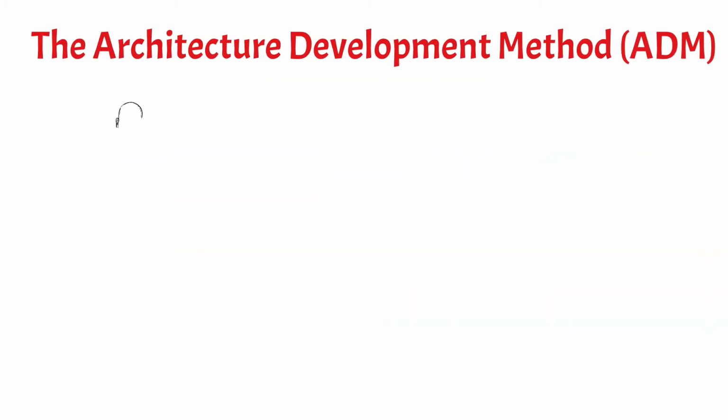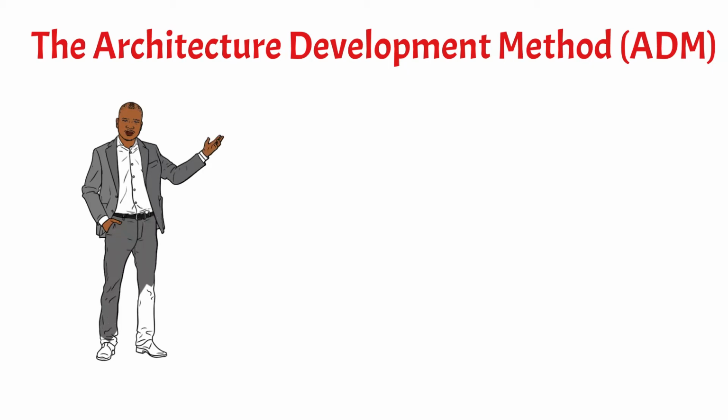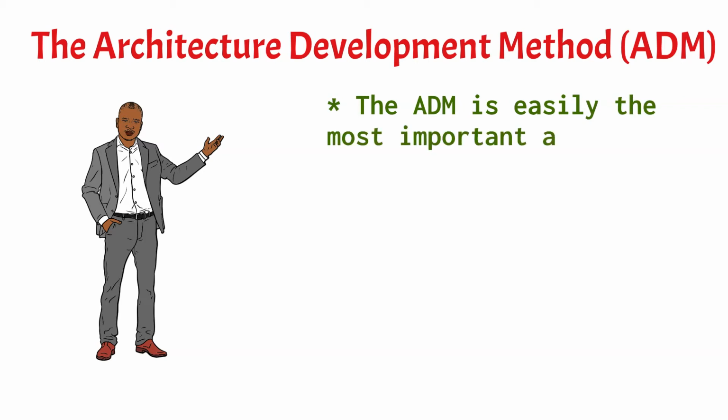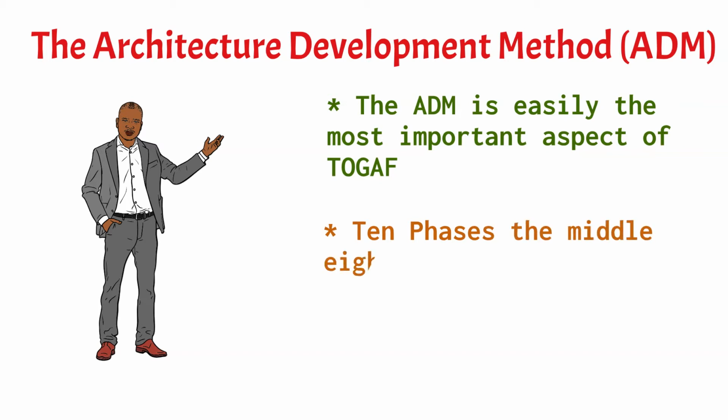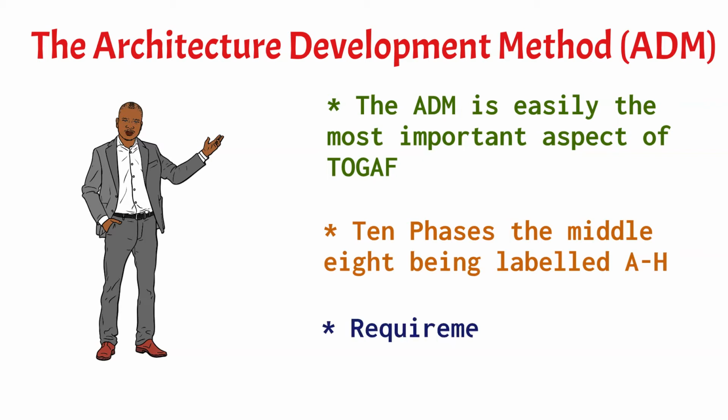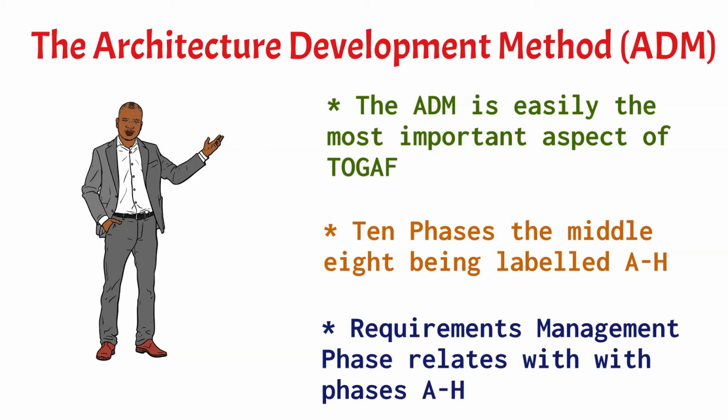The architecture development method, or the ADM, is easily the most important aspect of TOGAF. It consists of a series of steps that are required to arrive at an architecture for your enterprise. We typically say that the ADM has 10 phases: the preliminary phase, phases A to H, and then the requirements management phase. The requirements management phase interfaces with all the phases A to H in the entire process.